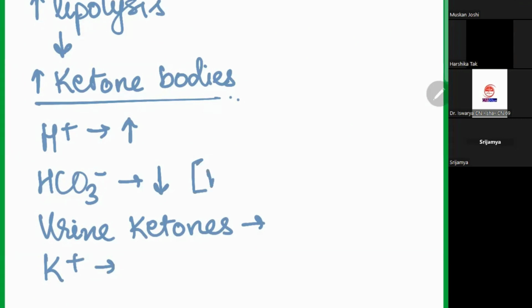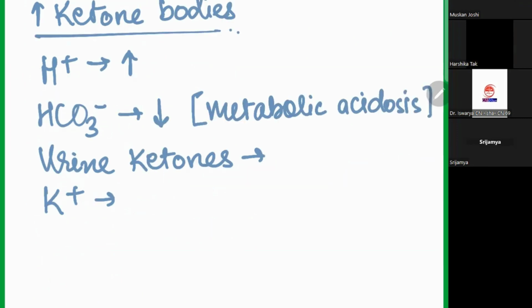Okay. Now, what about urine ketones? Will it be increased or decreased? Definitely increased, I think. Yes. Okay. And what about potassium? Hmm. I think intracellular potassium should be low, but serum is high. I could be wrong.